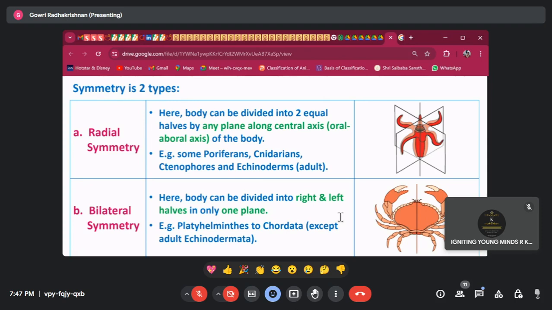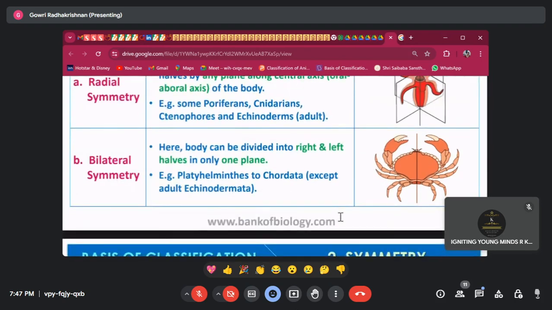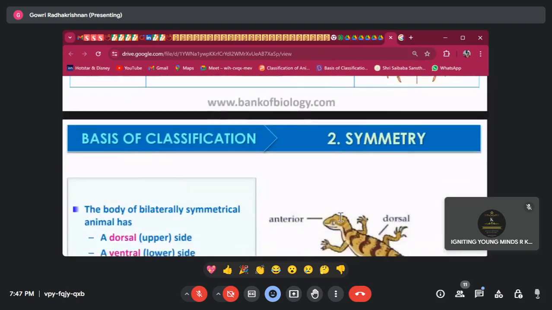All right, bilateral symmetry. It can be divided only into two equal halves. Here the body can be divided into left and right halves in only one plane. So that is bilateral symmetry. Examples are Platyhelminthes to Chordata, except adult Echinodermata. Once echinoderms develop into adults from the larval stage, they become radially symmetrical. It becomes difficult to call them bilateral; they exhibit radial symmetry.